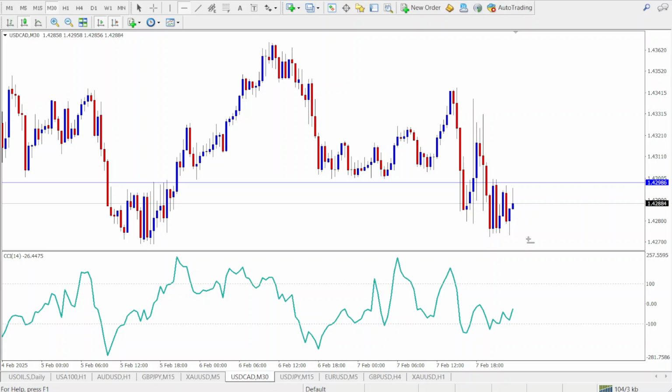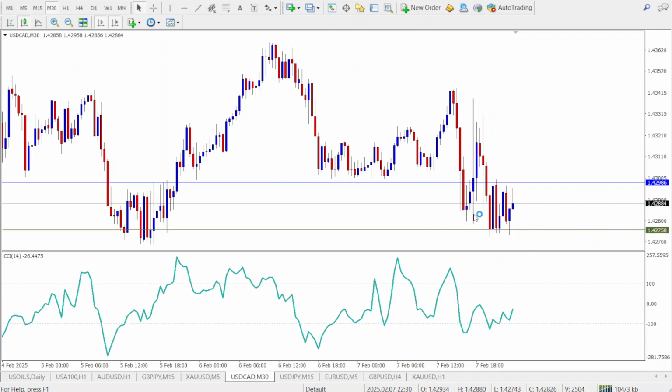On the other hand, if the CCI drops below minus 100, check if the price is near support or forming bullish reversal patterns like pin bars or double bottoms. Then the next step is to enter the trade and manage your risk. You can enter for a buy entry when the CCI moves back above minus 100 and the price confirms a reversal.